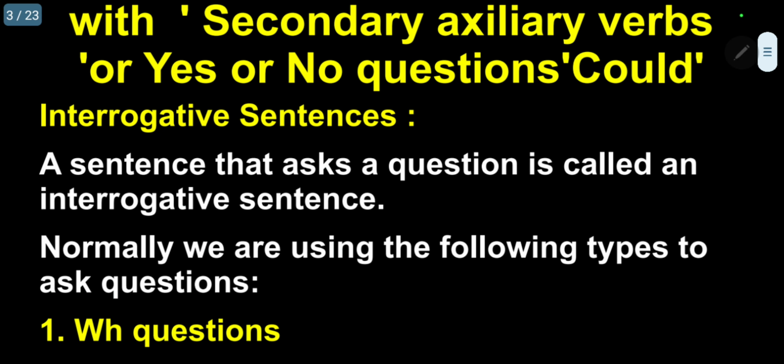Now, coming to sentences, I want to give one piece of information. Sentences can be classified in a number of ways. One of the most important types is: 1. Simple sentence, 2. Interrogative sentence, 3. Imperative sentence, and 4. Exclamatory sentence. This is one type. Another type: simple sentence, compound sentence, and complex sentence. So let me concentrate on the first type.